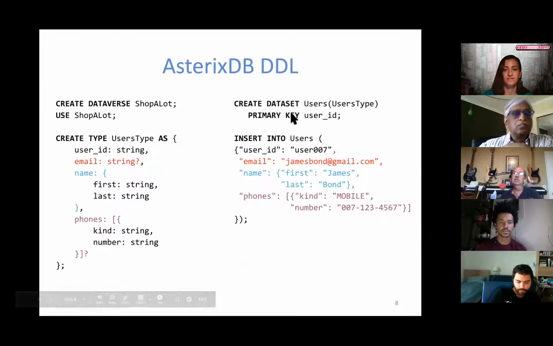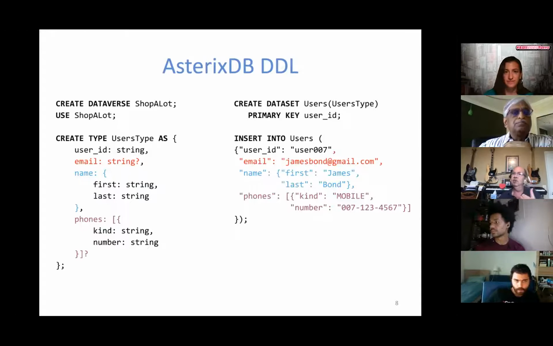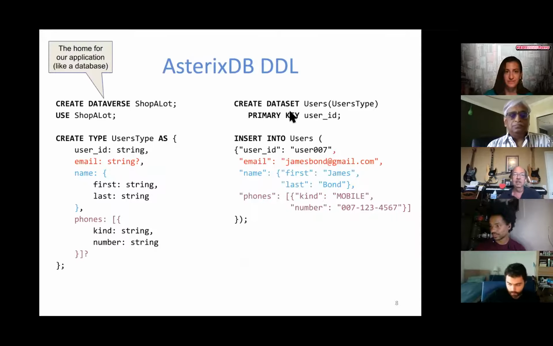So what I want to do next is go over what Asterix data looks like. This is just a little example that we're going to be using throughout the tutorial. First of all, we have to have a place to store the data for a given application. So we're going to be talking about a toy application that we actually used in our 400+ student class last spring, called Shop a Lot.